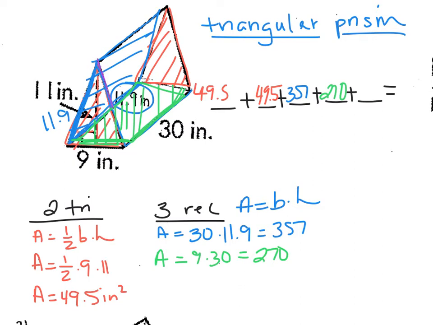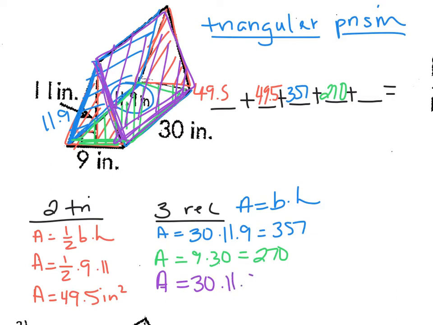And then I'm going to highlight this rectangle down the front side here. And again, it's base times height. The base is 30. And the height is this slanted side here, which is 11.9. So 30 times 11.9, which is 357. So these two in this triangular prism did actually turn out to be the same.